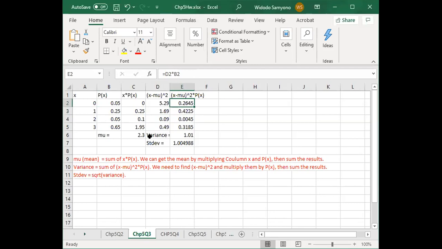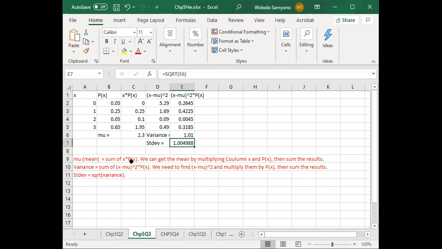But I think you can use this one. Okay, you can use Excel. So you can see you multiply D2, which is x minus mu squared, times the P(x), which is P2, right? And the same thing for this one, and this one. And the summation of these is the variance. In order to find the standard deviation, you just take the square root of the variance, which is the square root of E6, because E6 is the variance.